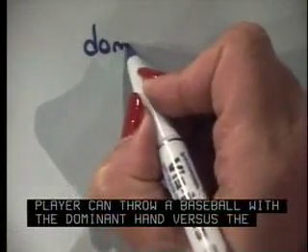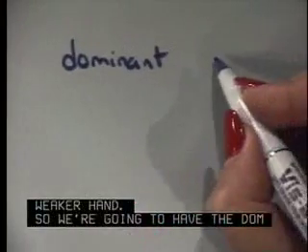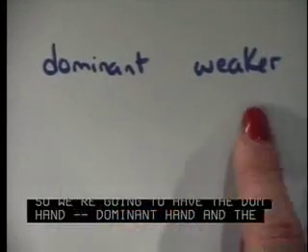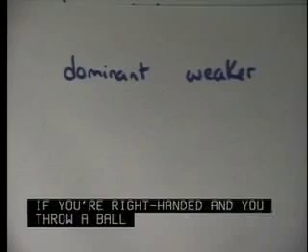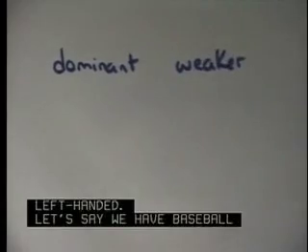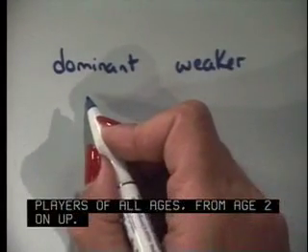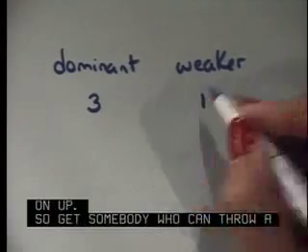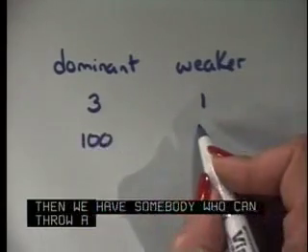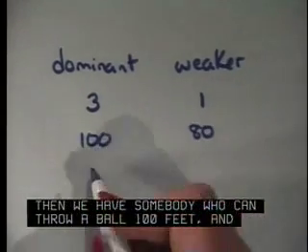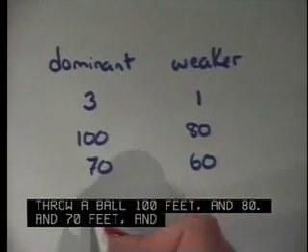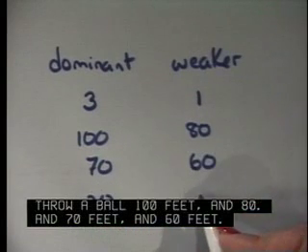So we're going to have the dominant hand and the weaker hand. So if you're right-handed and you throw a ball with the right hand, that would be your dominant, and this would be your weaker, but some people might be left-handed. And let's say we have baseball players of all ages, from age 2 on up. So get somebody who could throw a ball 3 feet with the dominant and 1 foot with the weaker. Then we have somebody who can throw a ball 100 feet and 80, and 70 feet and 60 feet, and 20 feet and 5 feet.